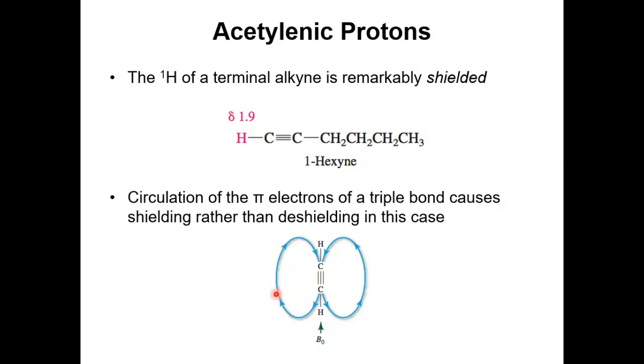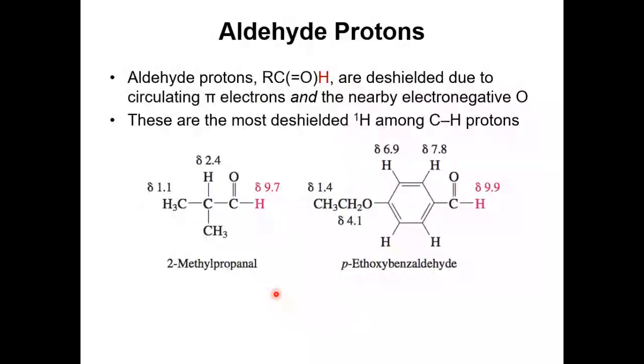For this carbon-carbon triple bond, the circulation of electrons is in this way, because we have a cylindrical distribution in this way. So the alkyne protons are in the shielding zone. So it reduces the field those protons experience.